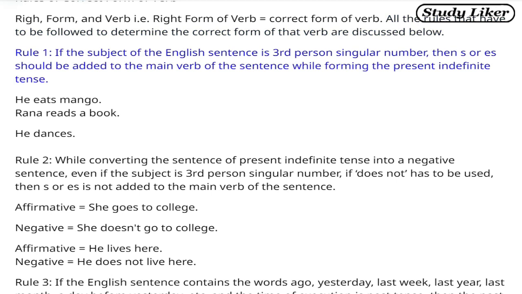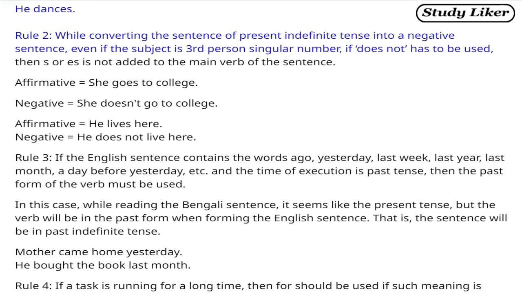Rule 1. If the subject of the English sentence is third-person singular number, then s or es should be added to the main verb of the sentence while forming the present indefinite tense. He eats mango. Rana reads a book. He dances. Rule 2. While converting the sentence of present indefinite tense into a negative sentence, even if the subject is third-person singular number, does not has to be used. Then s or es is not added to the main verb of the sentence.